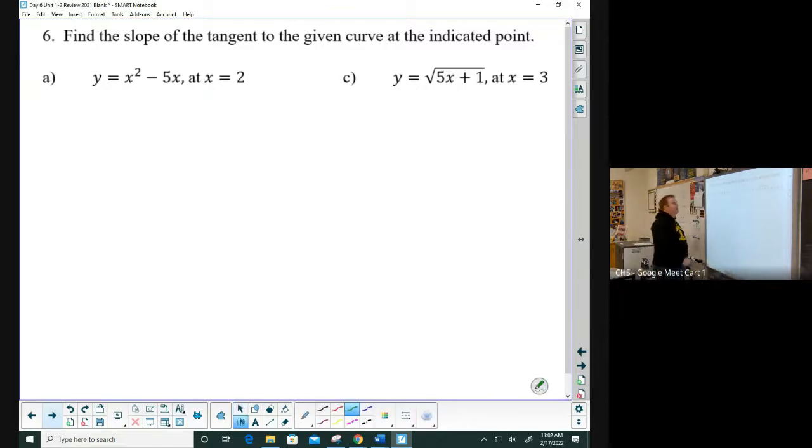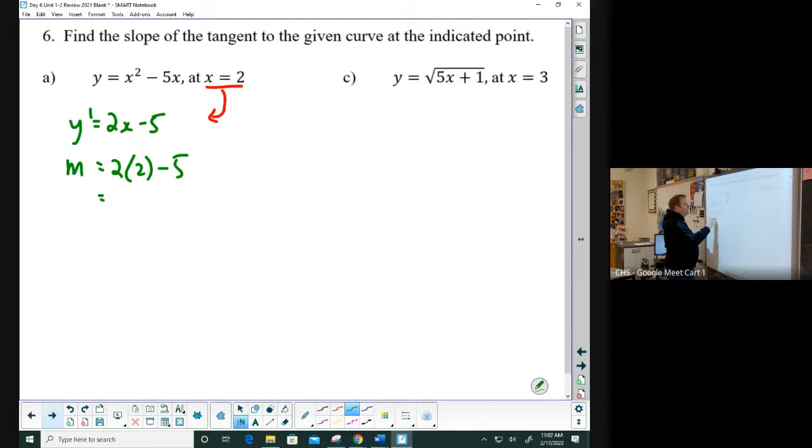Find the slope of the tangent of this. Of course, to find slopes, I have to take the derivative. The derivative of this is 2x minus 5. Simple, simple. Except I now go a step further, and I sub in x equals 2. So now, remember, the derivative represents all the slopes, and I want the specific slope at x equals 2. So this is where I change from y prime to an actual number, 4 minus 5, negative 1. So the slope is negative 1.